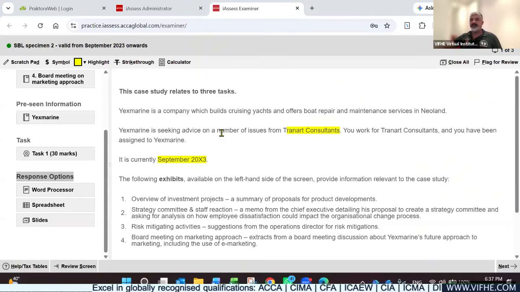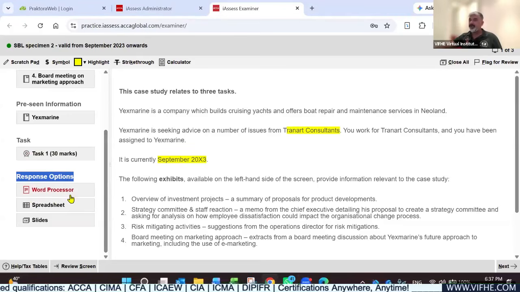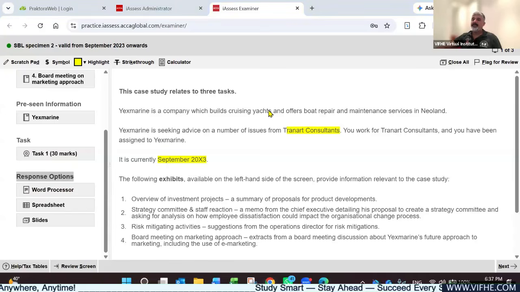Another important thing, another mistake. Task number one has its own word processor. This word processor is for task number one. Is that clear? So how many word processors will be there in total? Let me see your intelligence.